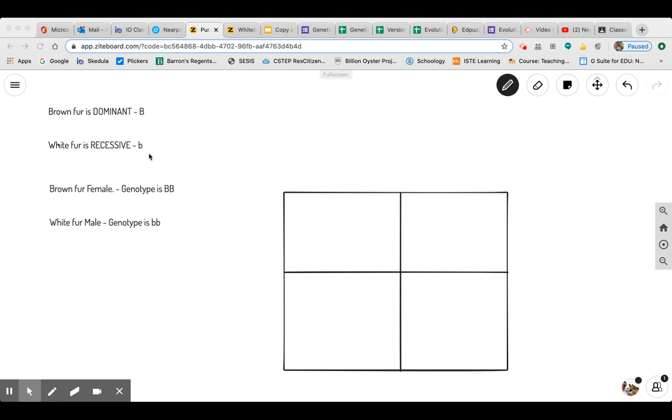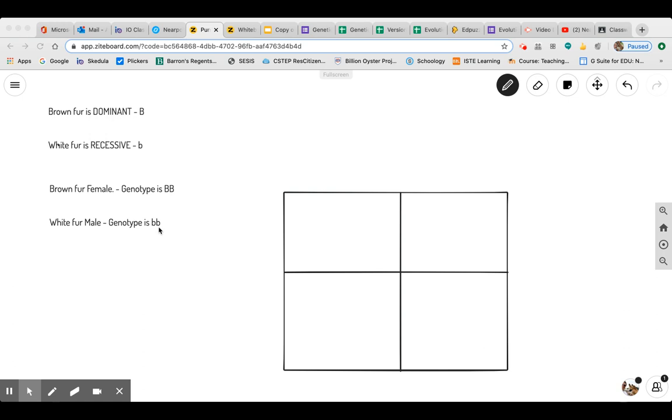Now we're going to cross a brown furred female with a genotype. Remember, genotype means the letters: uppercase B, uppercase B. Now remember, she's a brown furred female, and that's the dominant trait. Her genotype could have been uppercase B, lowercase b, but for this case, we're only going to say the genotype is two uppercase B's. Then we're going to cross that with a white furred male whose genotype is two lowercase b's. Remember, if it's showing the recessive trait, it can only be two lowercase b's.